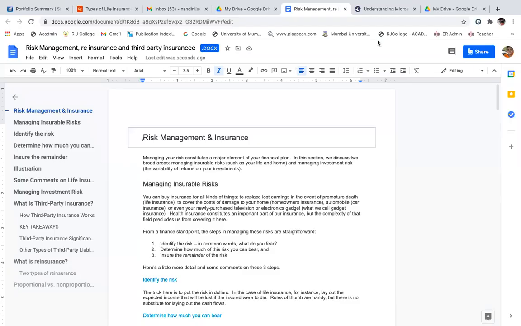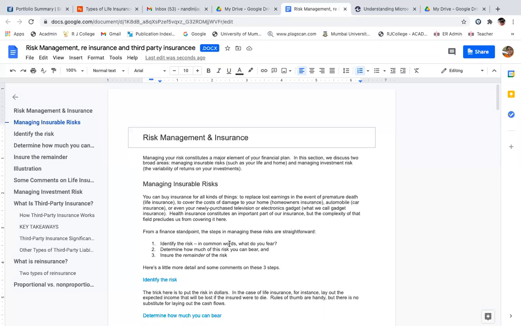So we are talking about risk management and insurance. We are going to manage the insurable risk. I cannot manage death, but I can manage the financial loss from it, right? So identify the risk. Where is the risk? What is it that I am fearing? What could happen? In case I die, and I'm the breadwinner of my family, they will be under financial loss. Emotional loss, nothing can be done, but financial loss can be mitigated, right?